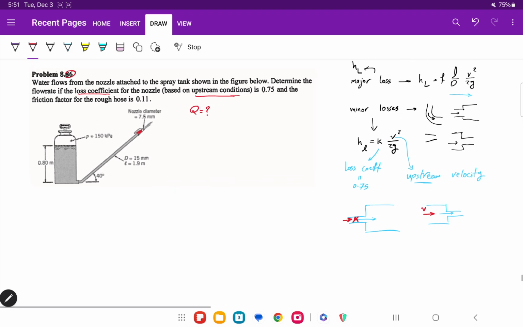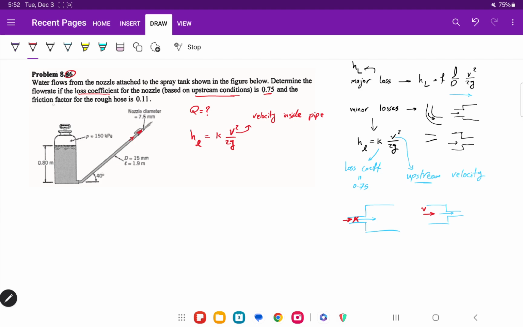So in this problem, when we have this nozzle and we are told that there is a loss coefficient for the nozzle, it means that we have a minor loss, K V square over 2g, with the loss coefficient. Since it's based on upstream, and the upstream of this nozzle is this tube, this velocity is the velocity inside the pipe. Okay, so it's good. Now I think you know what it means.